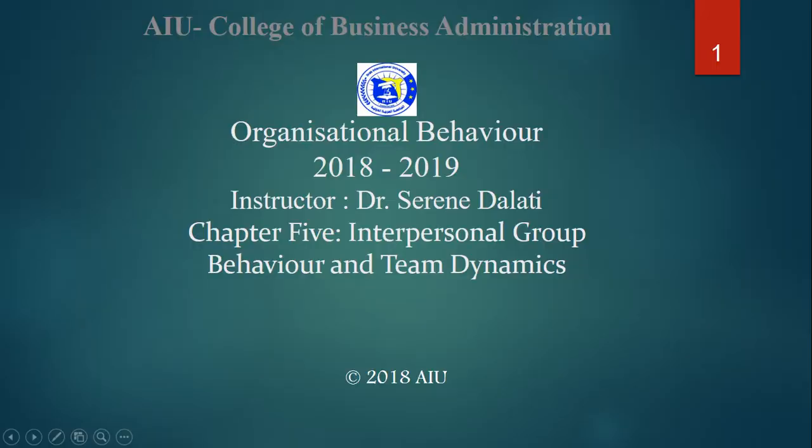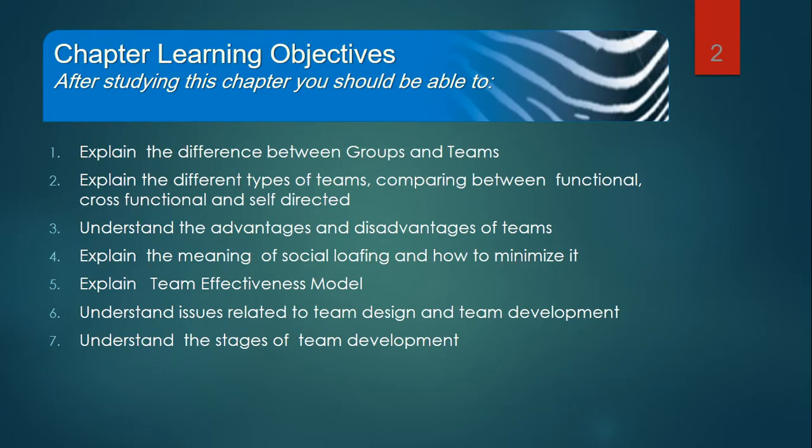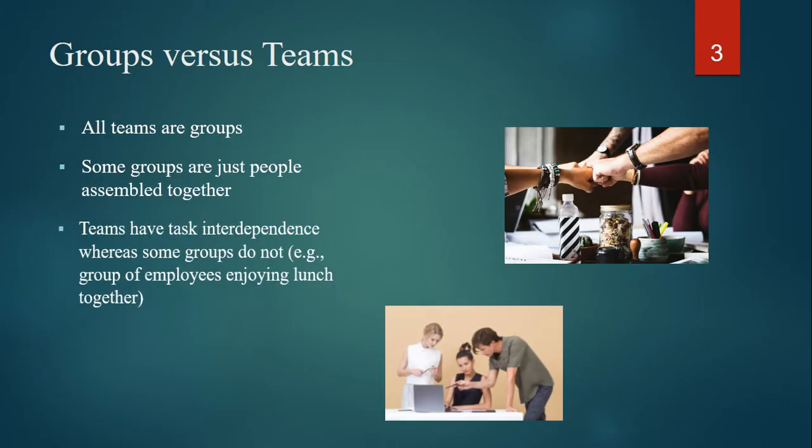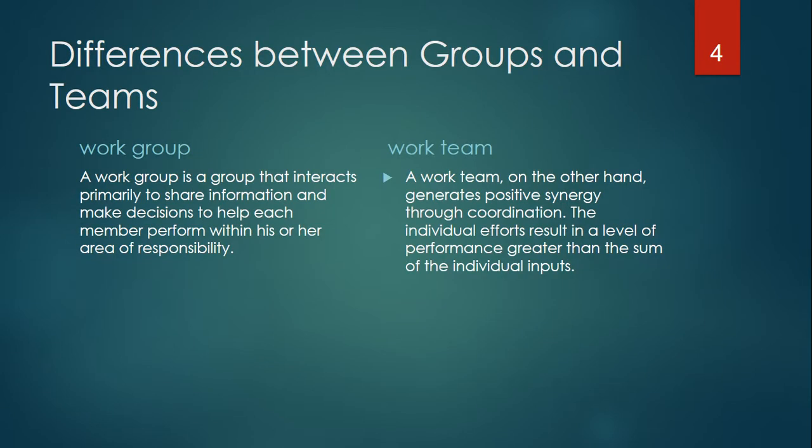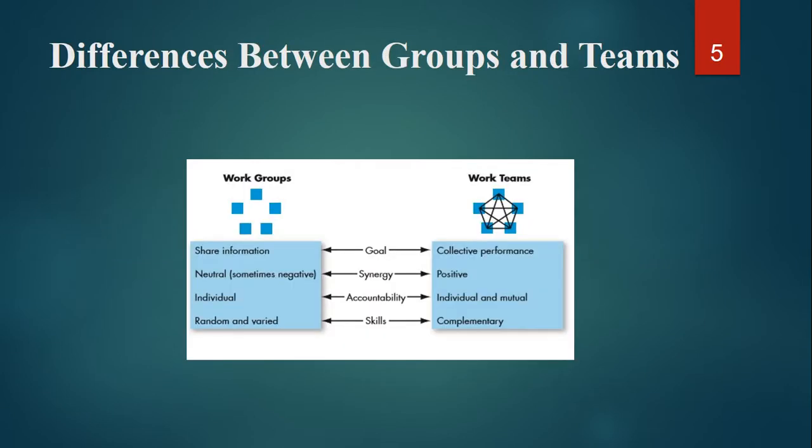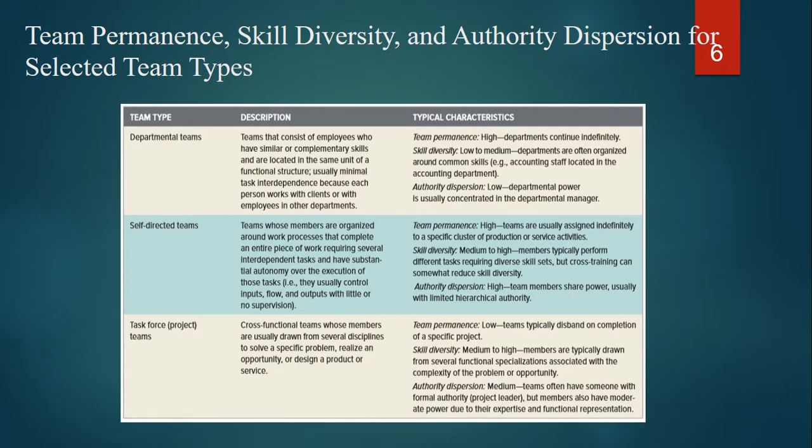Again, in part 2 for chapter 5 about interpersonal group behavior and team dynamics. In part 1, we discussed groups versus teams and the differences between them, and how groups function in a different way than teams. And we looked at different types of teams, starting with functional, departmental teams, and cross-functional teams, and then self-directed teams.